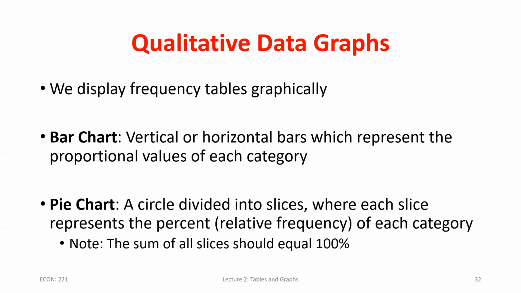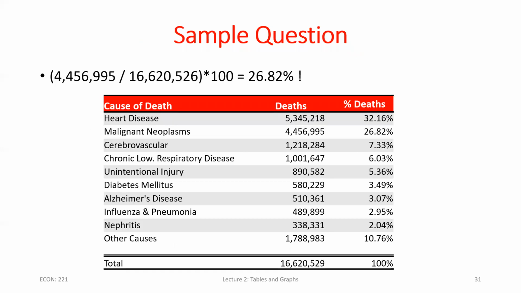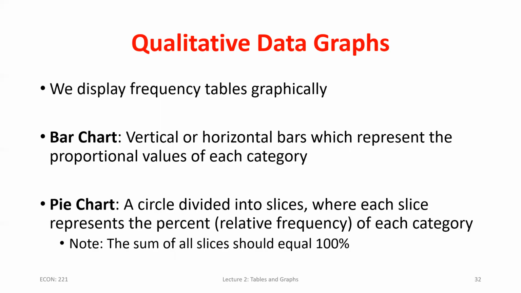So we can also do things like bar and pie charts. Once I have these frequency distributions, it's great. I can look at the numbers here and see that a much higher percent of deaths are coming from heart disease and cancer, and look at all the other various causes of death here. But I might want to make a nice visual.